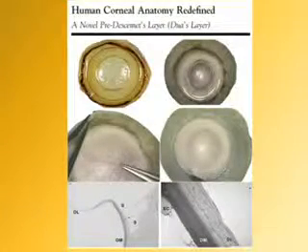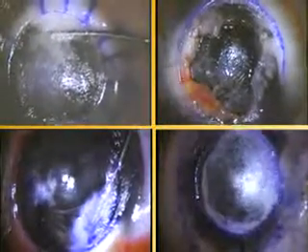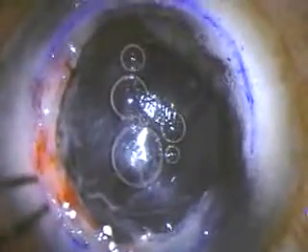With an increasing understanding of the corneal anatomy, we now have an increased understanding of the different types of bubbles in the corneal stroma. This video will highlight the importance of each bubble as seen in a variety of indications.